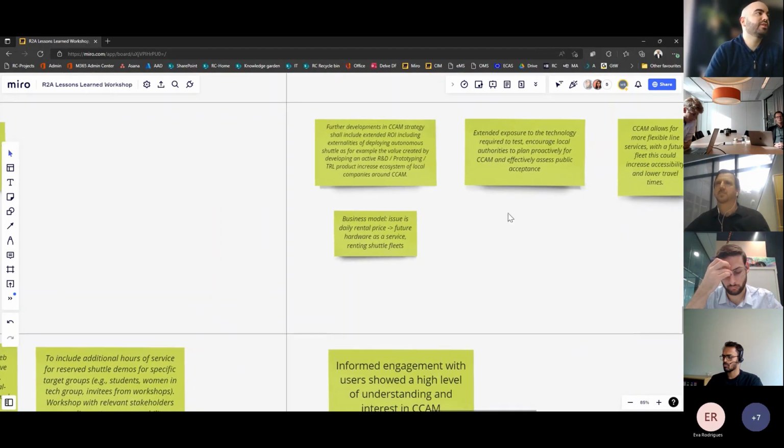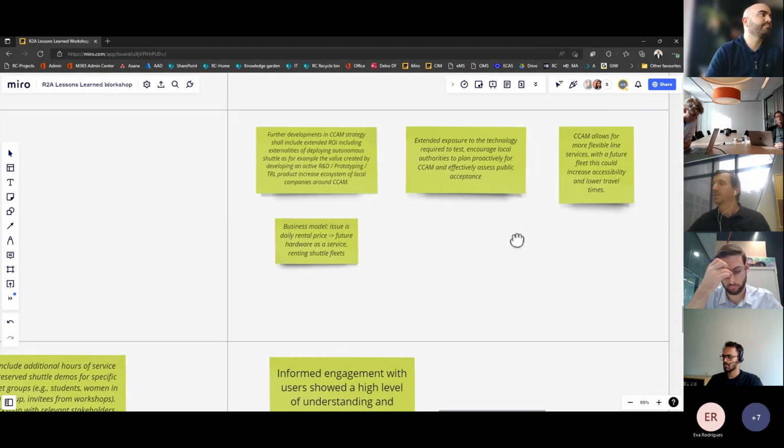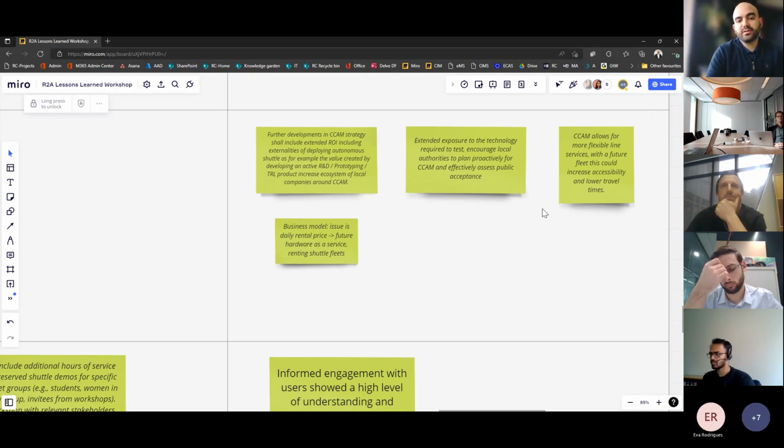And then in terms of more general recommendations, we have ideas of maybe considering a business model, the hardware as a service type of thing, where these shuttles can be rented more easily. So to really push forward the provision, or the offer, for rental of shuttles for AV pilots.